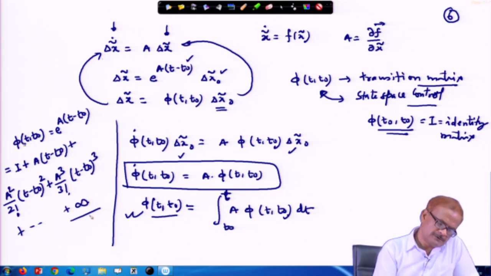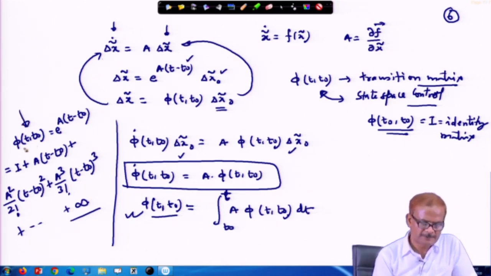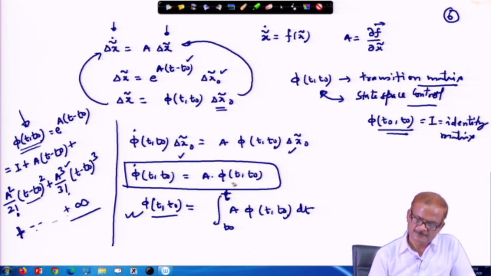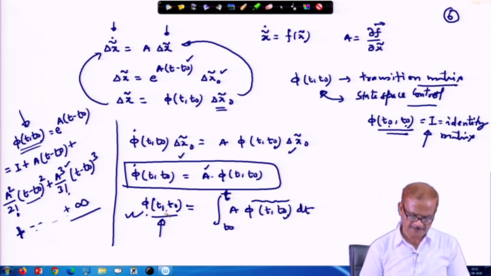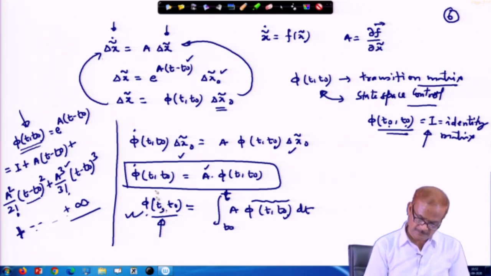Okay. So, this method of evaluating the transition matrix at different instants of time is costly because you have to keep multiplying the matrices one after the other. And the more terms you take, the more accurate this will be. Here in this case, you are starting with the value of A, and you have phi t 0 t 0 initially, right in the beginning, equal to the identity matrix. So, you can just keep integrating and you will get the transition matrix at different instants of time.